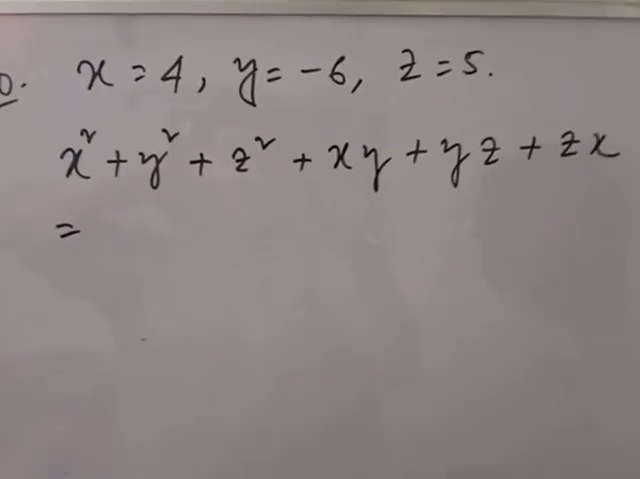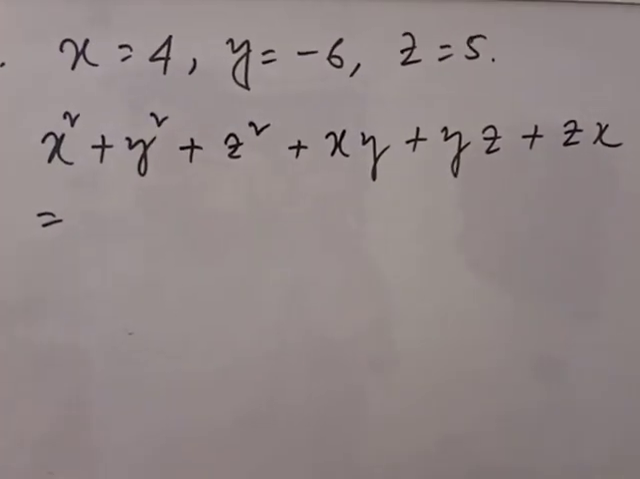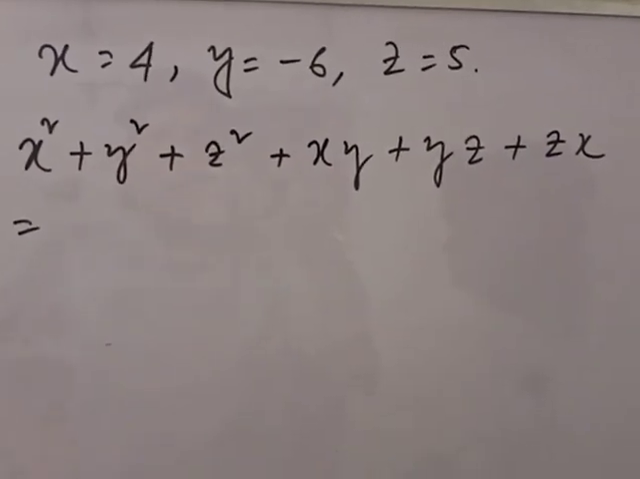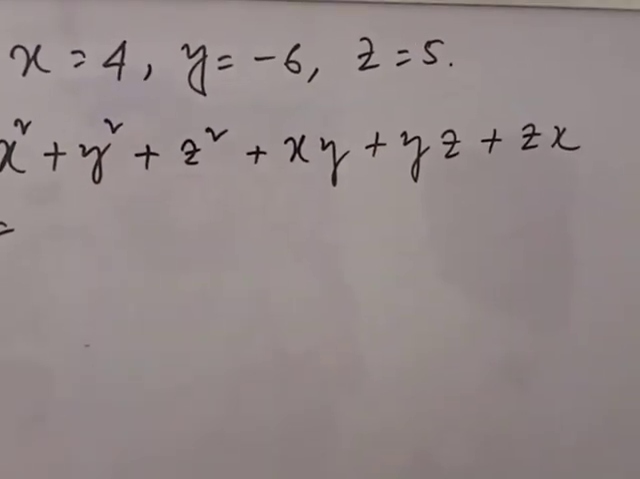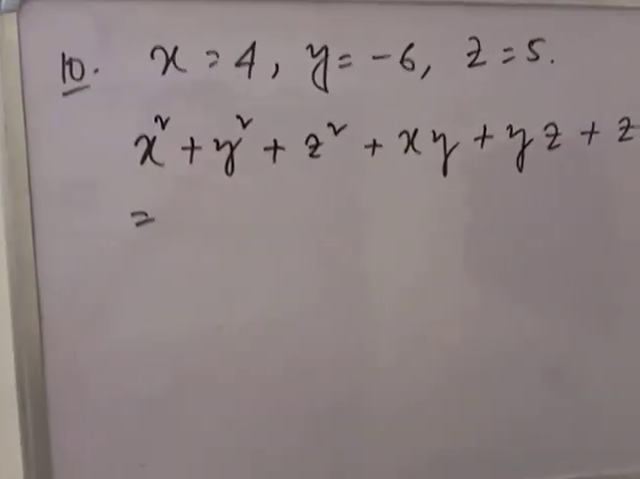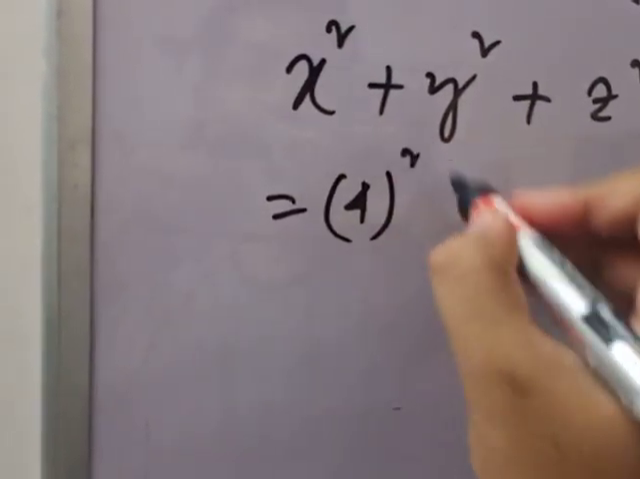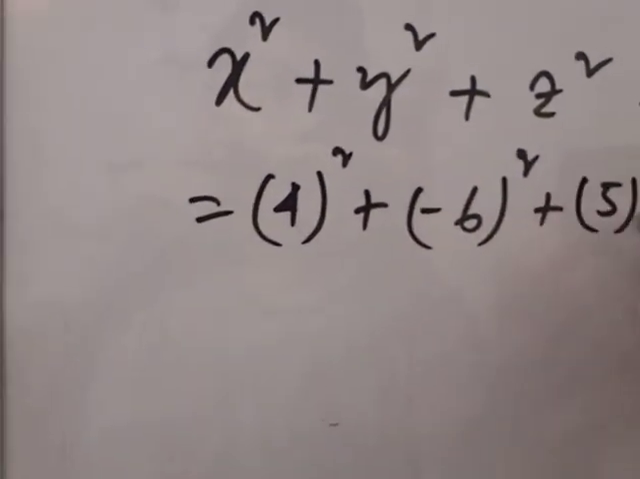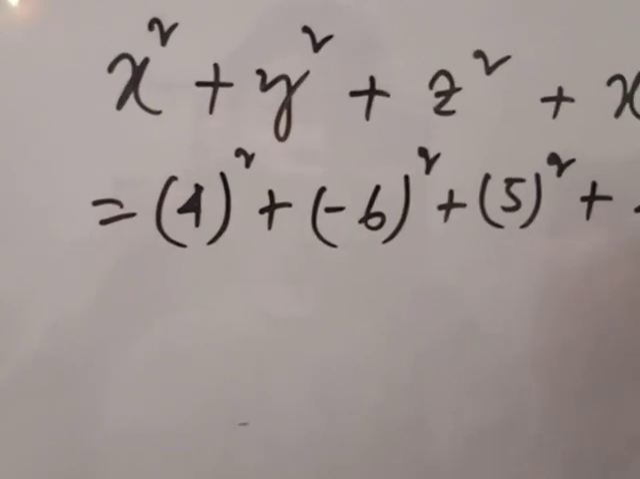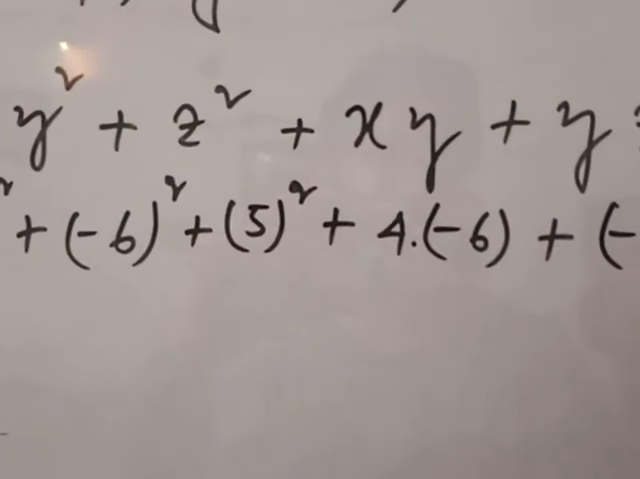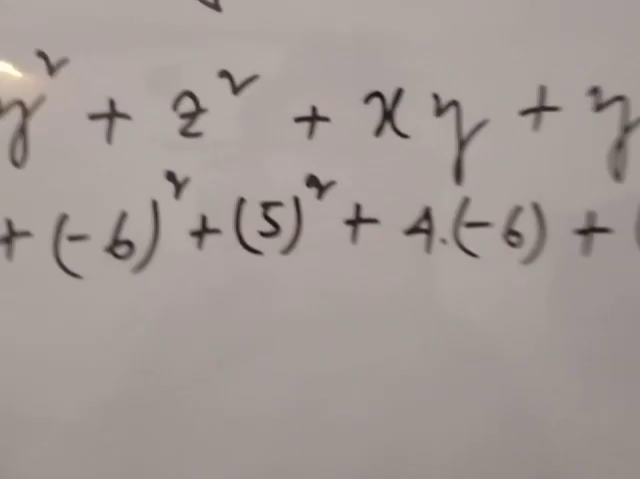In number 10, see that, prove that the value of x square plus y square plus z square plus xy plus yz plus zx is 43 when x equals 4, y equals minus 6 and z equals 5. Now put the values over there. So x equals 4. So that means 4 square, minus 6 for y, that means y square, 5 for z square. Now 4 into minus 6, minus 6 into 5, 5 into 4.